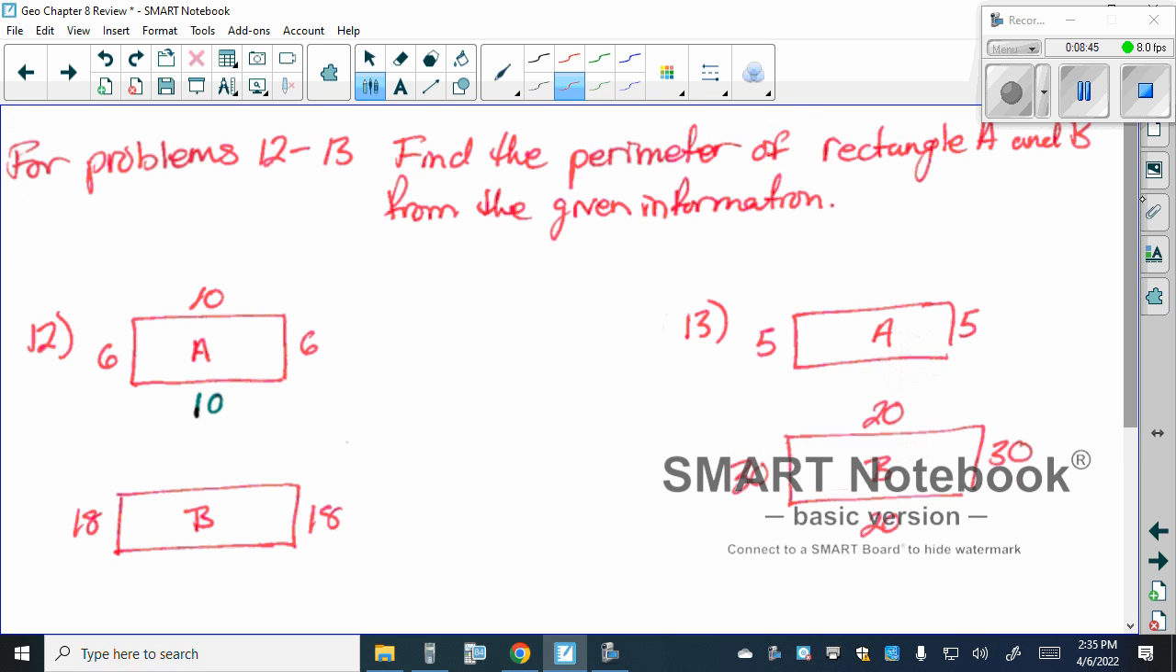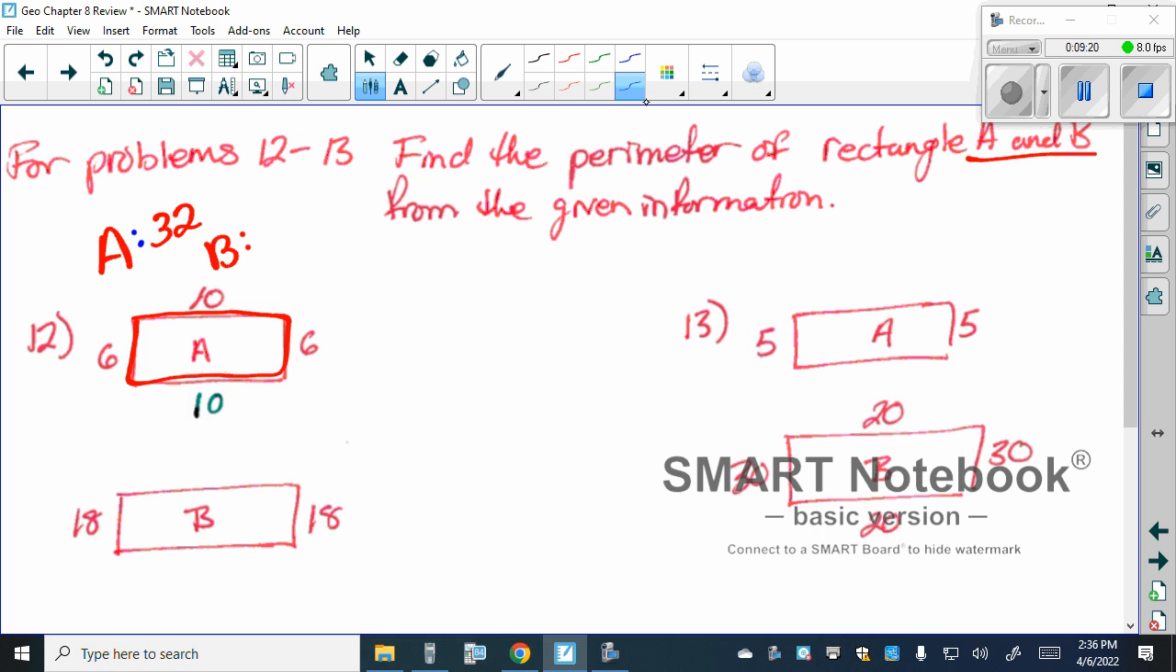Find the perimeter of rectangle A and B from the given information. So do we want to look at 12 or 13? 12. How many perimeters are we finding? 2. If we're going to find the perimeter of A and the perimeter of B. Well, the perimeter of A is not too hard to find because we have 6, 10, 6, and 10. So it gave us all of them, and it is 32. So we have the perimeter of A, we just need to find the perimeter of B.